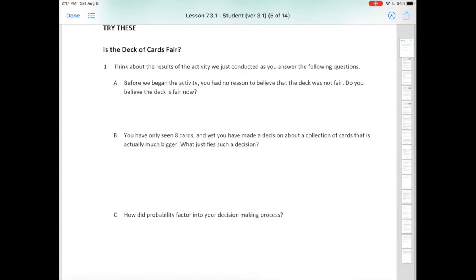Well, it's a little suspicious, right? We got 8 red cards in a row. So that seems like it could be a little too weird, right? So do I believe the deck is fair? You may say yes. Some people say yes, some people say no, but I would say no. It seems like the deck may not be fair. Okay. Notice I'm not saying it's not fair for sure. It just seems like what we witnessed was unlikely, right?